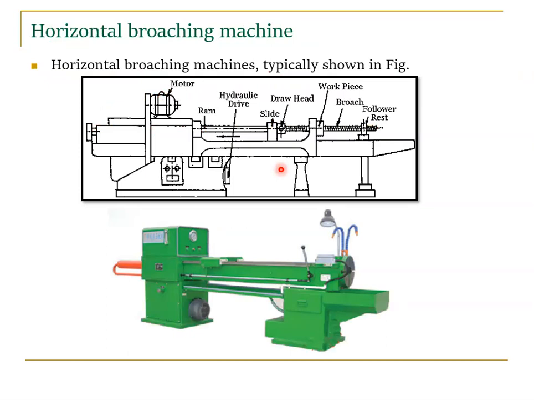One is a horizontal broaching machine, another is a vertical broaching machine, right? The horizontal broaching machine is similar to our lathe, but the construction is different. If you compare the lathe and horizontal broaching, you can easily understand, right? We have a leg, like the lathe, from bottom to top. At the bottom we have a leg, and on top of the leg we have a base or bed, similar to our lathe.